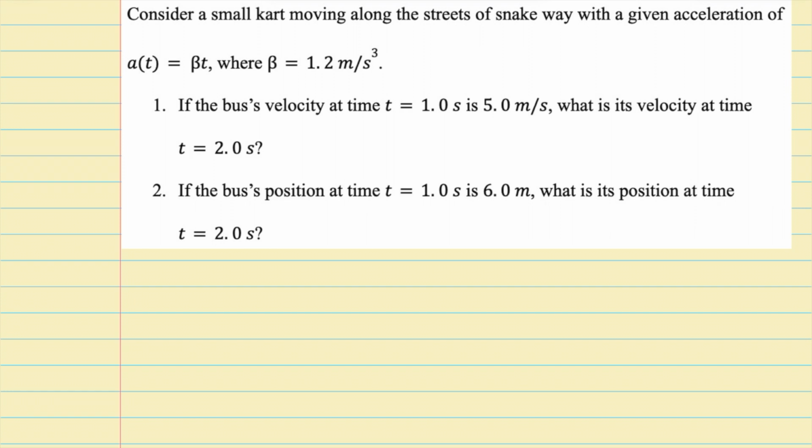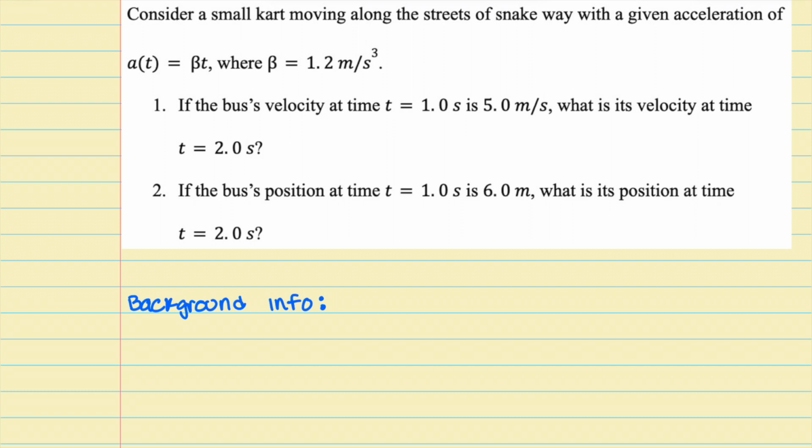For the first part, we want to find the velocity of the bus at t equal to 2 seconds, given that at t equal to 1 second, its velocity is 5 meters per second. For the second part, we want to calculate the position of the bus at t equal to 2 seconds, given that at t equal to 1 second, its position is 6 meters away.